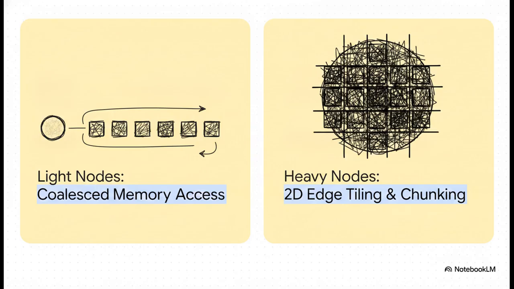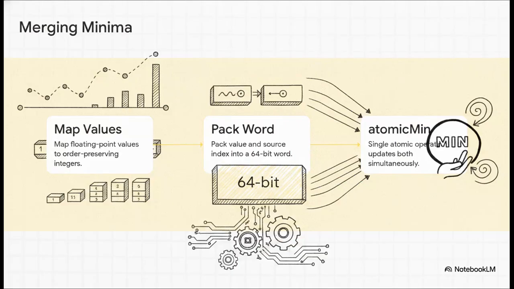For light nodes with just a few connections, we use a simple feature parallel kernel. It accesses memory in a smooth, coalesced way. But for heavy nodes, we definitely can't do that. Instead, we use 2D edge tiling. We essentially chunk that massive list of neighbors into smaller blocks and process them all in parallel across different GPU thread blocks. It stops the heavy nodes from holding the rest of the computation hostage. But of course, chunking creates a brand new problem. How do you actually combine the results from all those parallel chunks without causing a massive synchronization traffic jam?